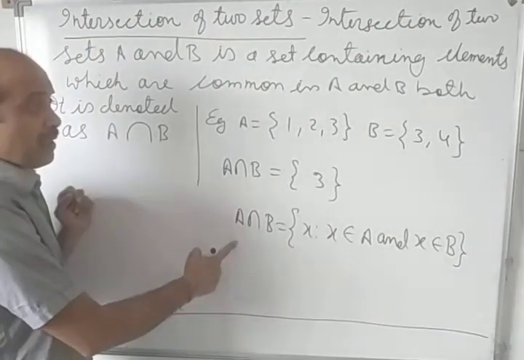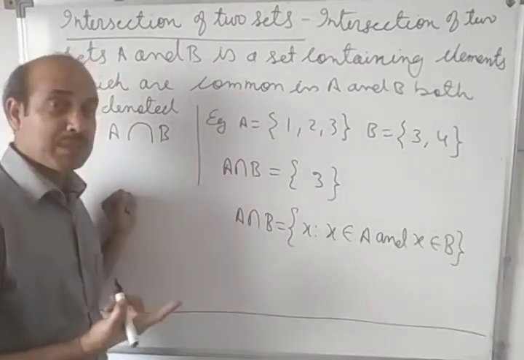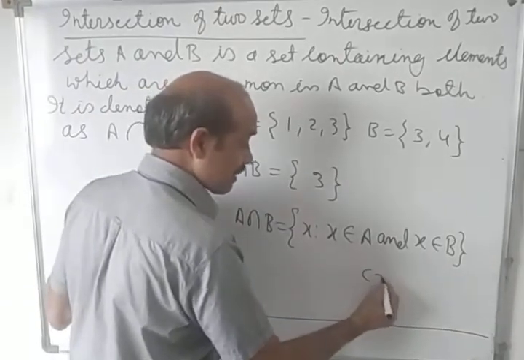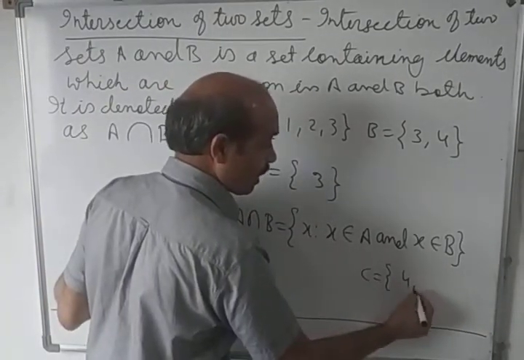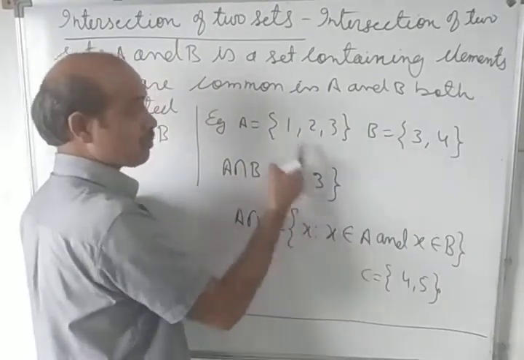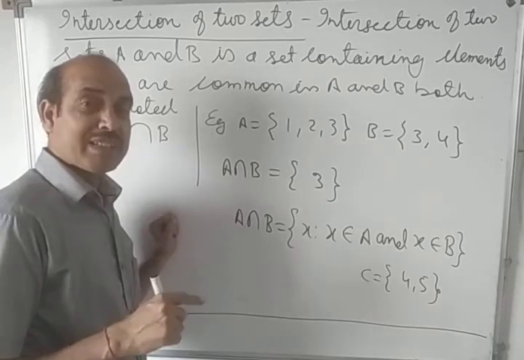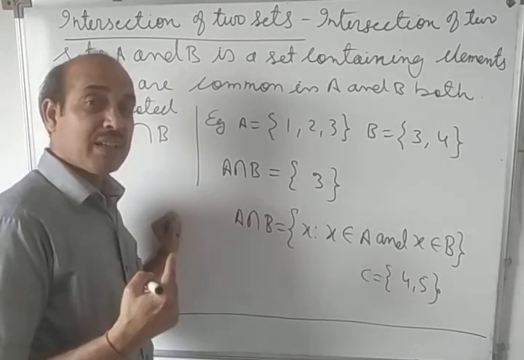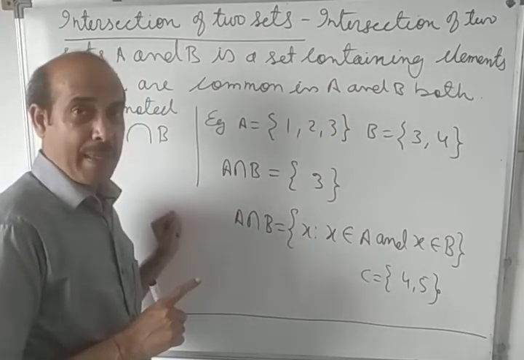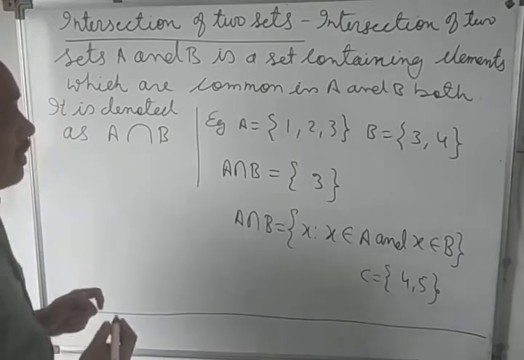But if there are the sets in which no element is common, like you can see the set C which is having 4 and 5, then what about A and C? Nothing is common, so their intersection will be called as null set or phi, and such type of the sets are known as disjoint sets.